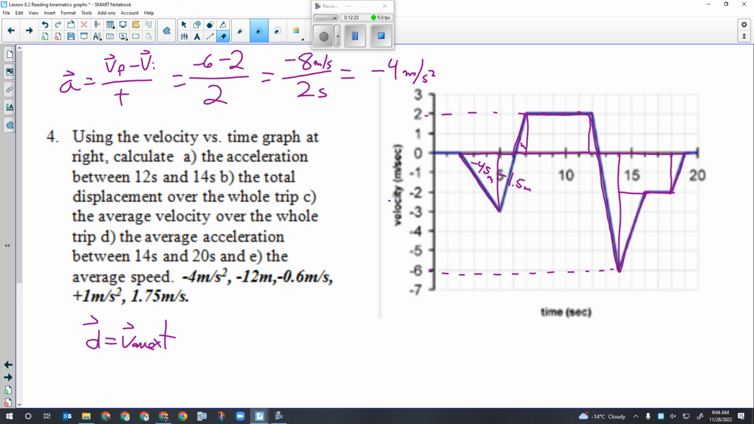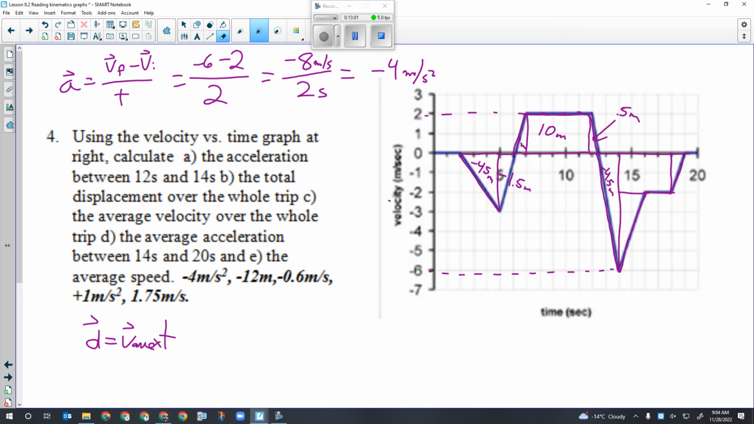Then I've got this rectangle that has a base of 1, 2, 3, 4, 5, and a height of 2, 5 times 2 is 10 meters. Then I've got this little triangle that only has a base of 1/2 of a second and a height of 2. 2 times 1/2 is 1, divided by 2 is 0.5. So that one's 0.5 meters. Then I've got this triangle here that has a base of 1.5 and a height of -6. -6 times 1.5 is -9. It's a triangle, divide by 2. We've got another triangle with an area of -4.5 meters.